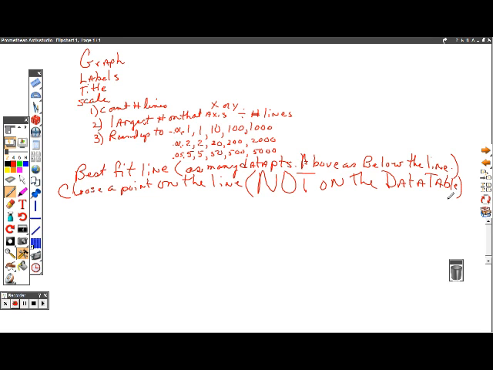I don't want to see any. Even if your data table dot is on the line, I want you to pick a different one. I do not want you to use a point that's on your data table. That's clear, because I want you to learn that it has to be on the line, not from the data table. So choose a point on the line near the top and one near the bottom.